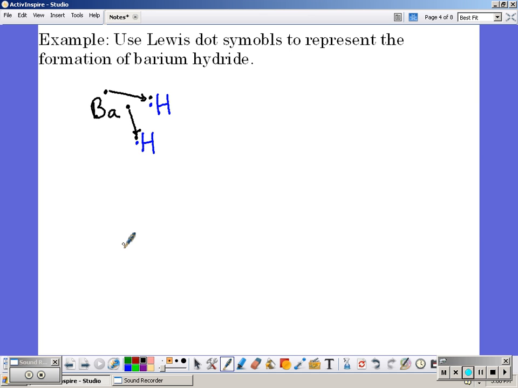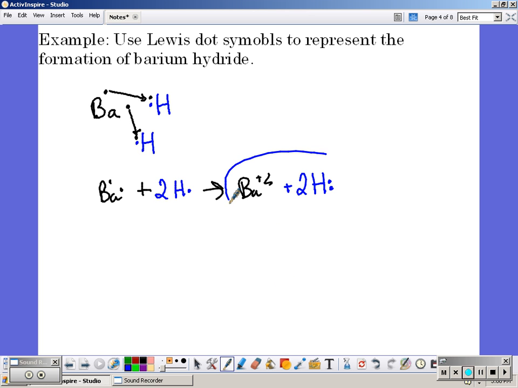If we were to write a reaction, we have barium reacting with 2 hydrogens, and that's going to form Ba2+ plus 2 hydrogens with 2 valence electrons. This could be written simply as BaH2 then.